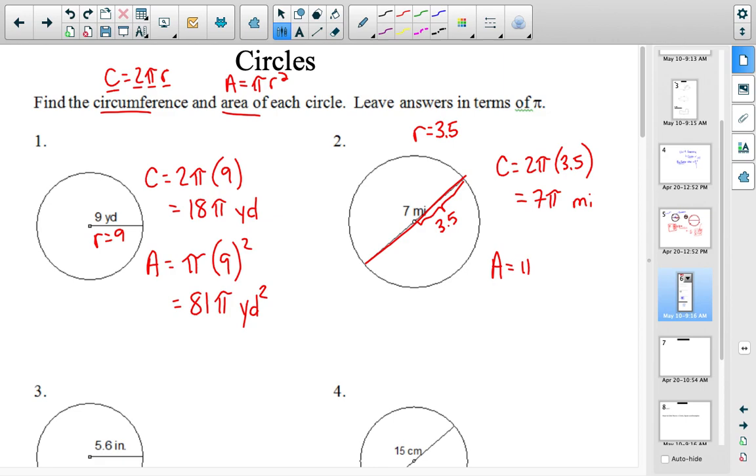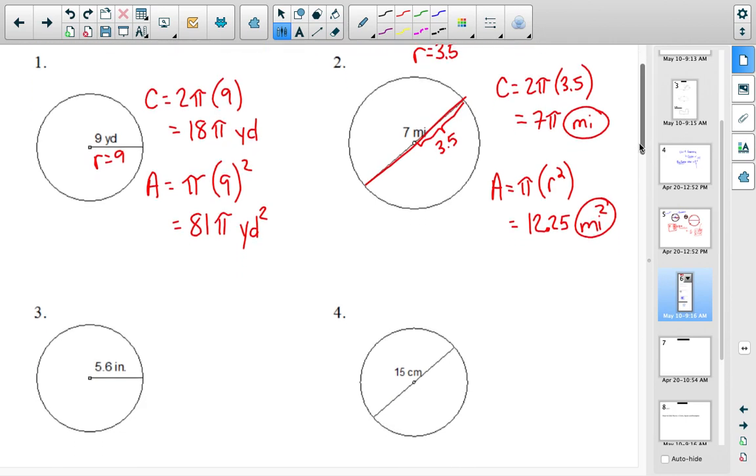Area is pi, and this I do need my radius squared. So 3.5 times 3.5 gives me 12.25. So I'm going to get 12.25, that's a decimal. And my unit is miles squared. Again, notice circumference has a unit of distance, area has units squared. Should have put miles, not confused with meters.